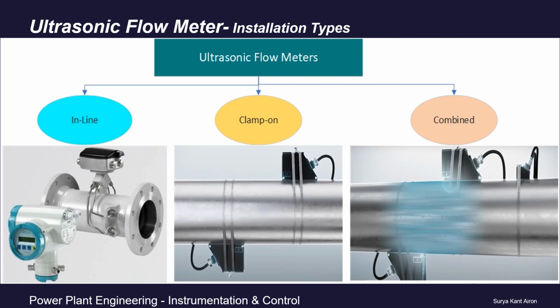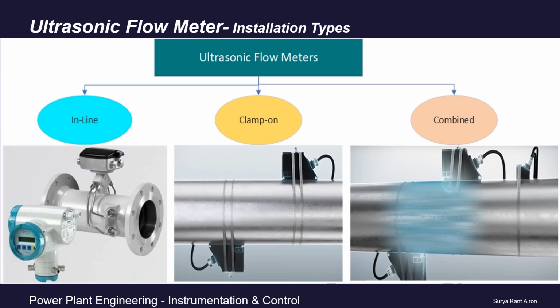Based on their installation, ultrasonic flow meters can be divided into three types. One is inline, second is clamp-on, and third is combined. Inline we have already discussed throughout this discussion. Clamp-on is used when we need no interaction of the fluid with the flow meter. This meter will measure flow rate with slightly less accuracy because it is mounted outside the pipe.